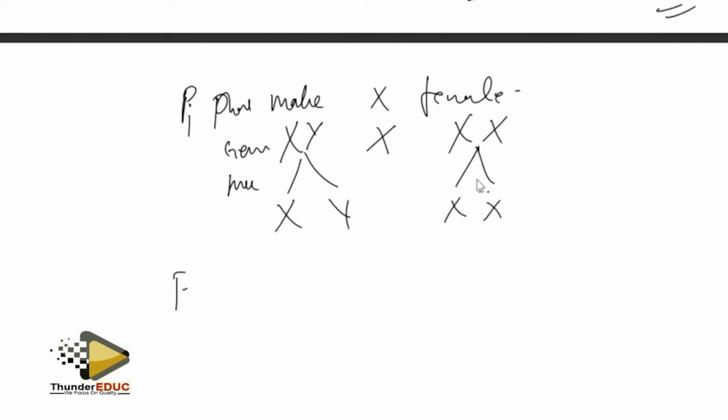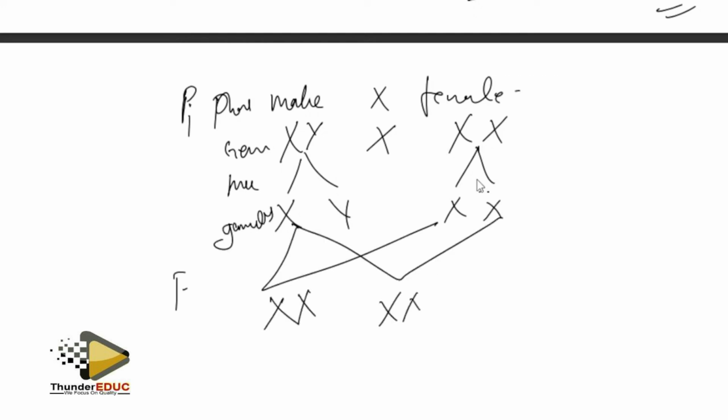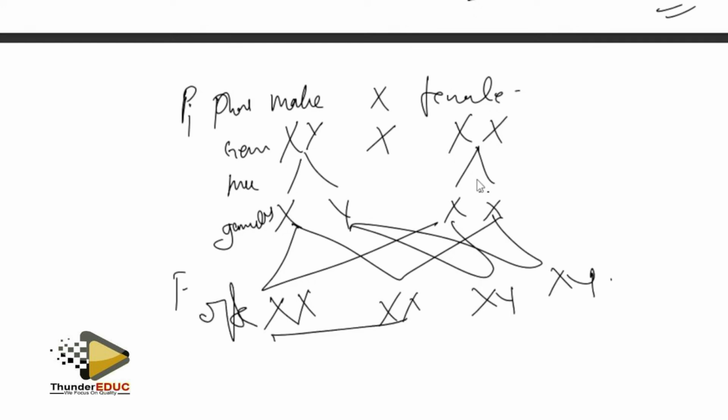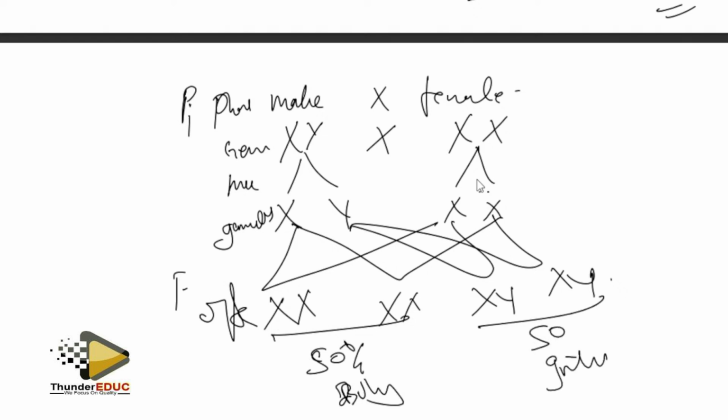Then these are gametes. Then they cross, this and this cross Y, and then this and this cross like that. So these are the offspring, meaning that you have a 50% chance of having boys, and 50% chance of having girls.